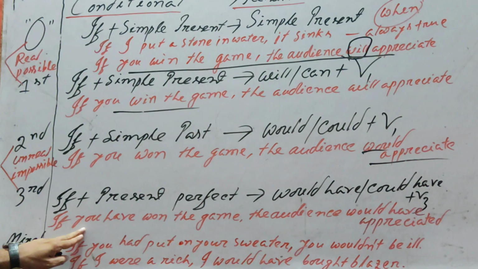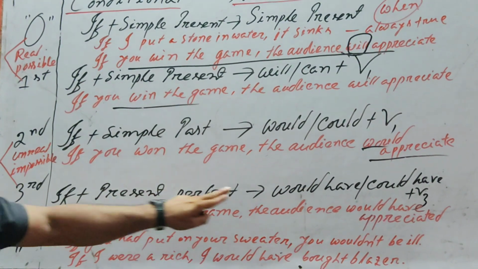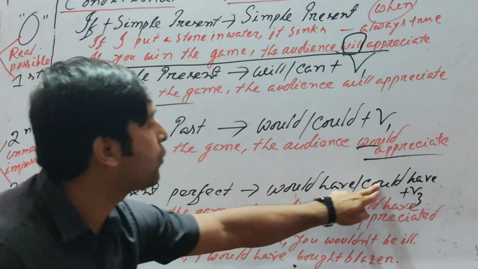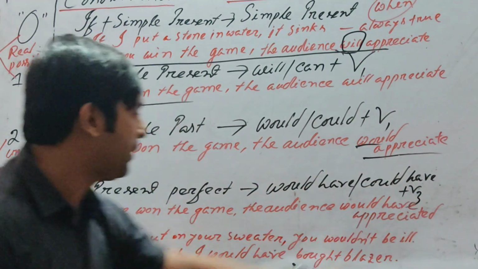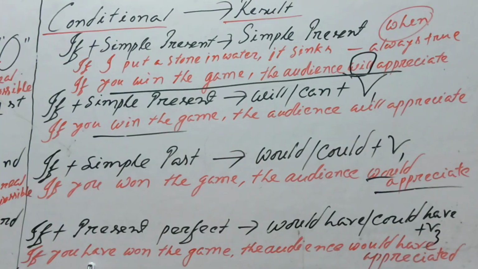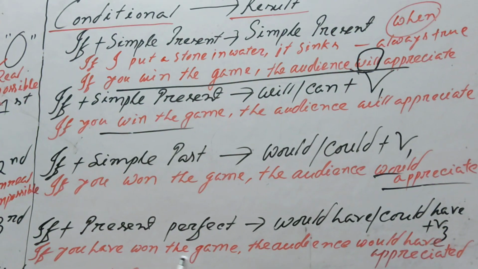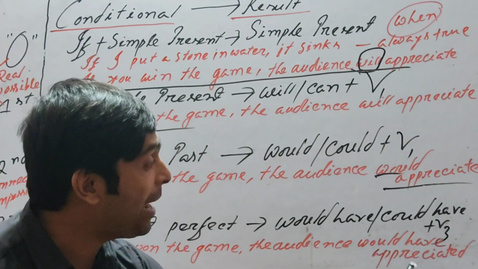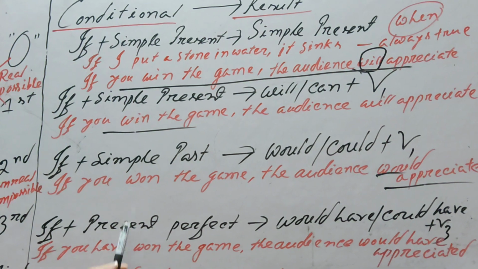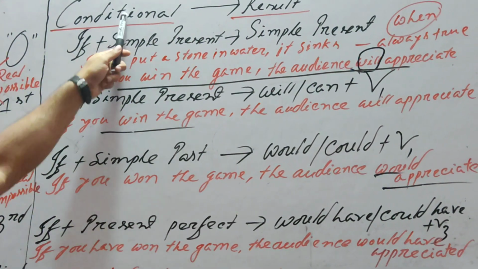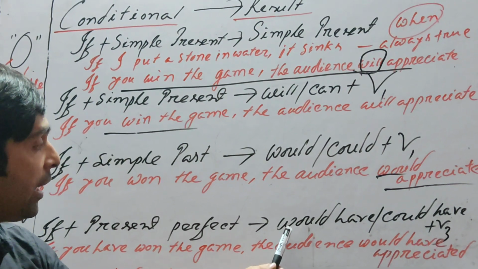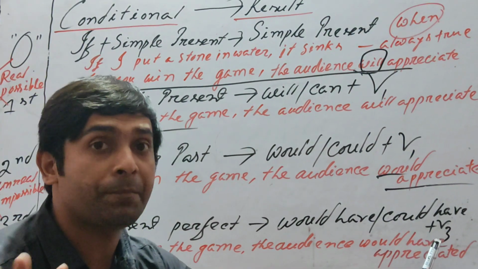And the third one: if plus past perfect, then the result will be would have or could have plus past participle. How can I use the example? If you had won the game, the audience would have appreciated. There is the structure: if plus present perfect is called the condition. Then I should use here the result, would have or could have plus past participle.